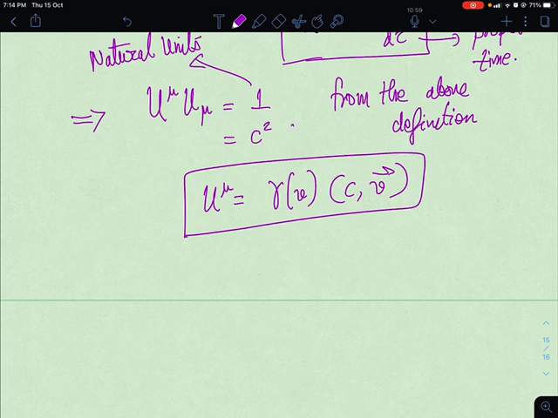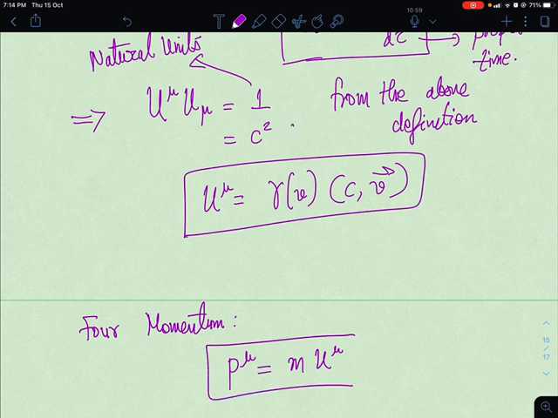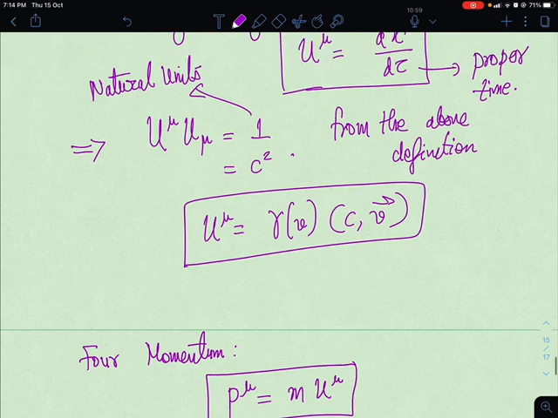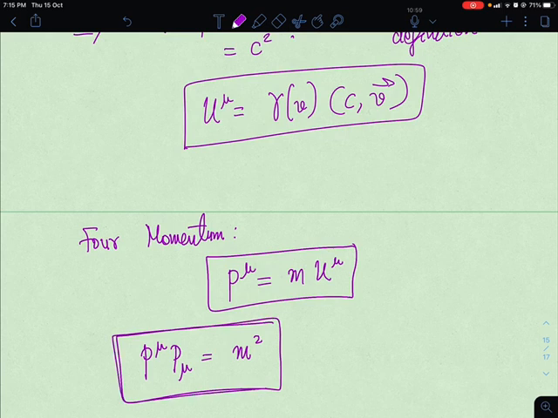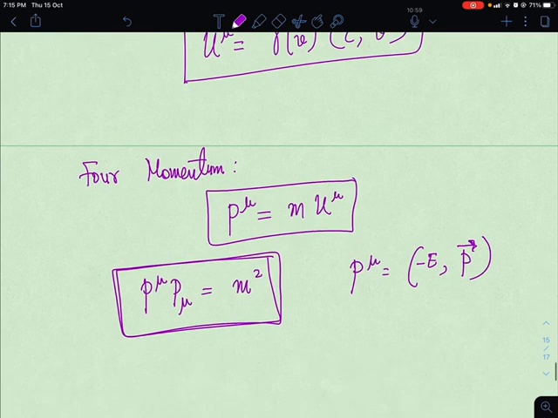Now with this I can define something called the four-momentum, which is defined as p mu equal to m times u mu. Now you have the famous relation p mu p mu is equal to minus m square. Now p mu turns out to be just (E, p bar). So with this we have minus E square plus p square is equal to minus m square.